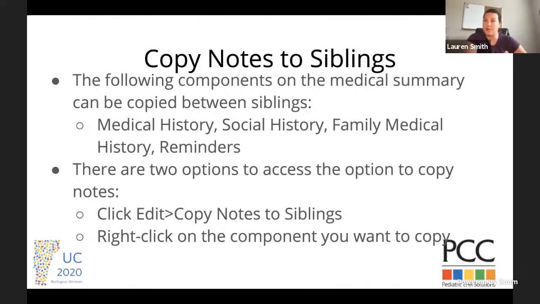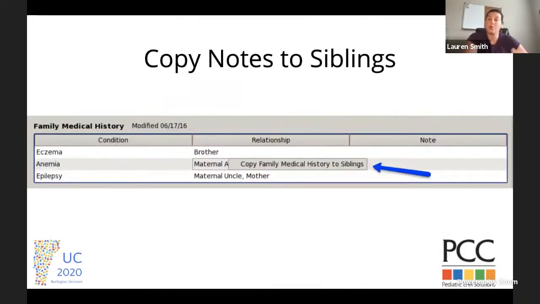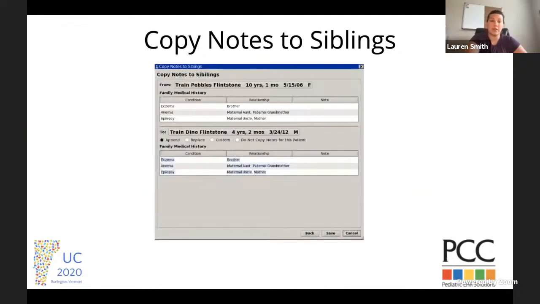There are a couple of options that you have. You can either go up to the edit menu, and one of the very bottom options in the edit menu is copy notes to siblings, or you can also right click on the exact component that you want to copy. So in the edit menu, it's down toward the bottom, copy note to siblings, or you can right click anywhere on whatever box you want to copy and click copy family medical history to siblings.